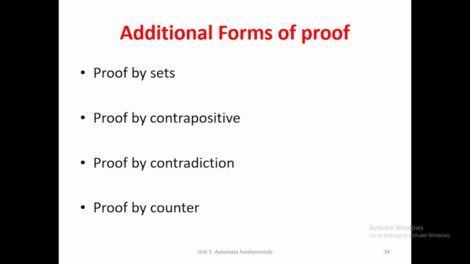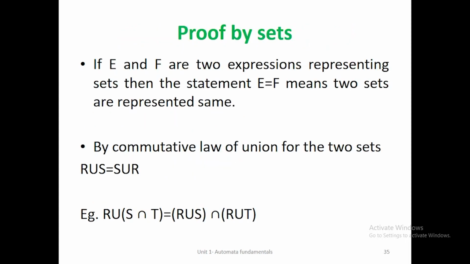In deductive proof, four different categories are there: deduction proof, reduction to definition, other theorem forms, and theorems not in if-then format. So we already discussed those four concepts. The second type of proof is additional forms of proof, which contains four categories. One is proof by set theory, proof by contrapositive, proof by contradiction, and the last one is proof by counter. So let me discuss the proof by set theory concept.